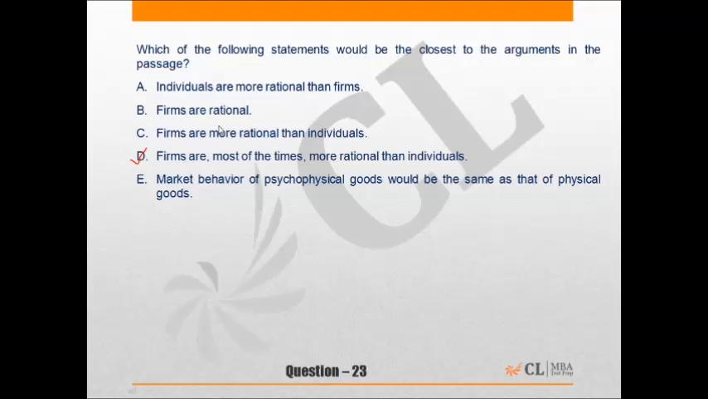Now, "firms are more rational than individuals" is very definitive, whereas the passage is talking about firms being expected to be more rational than individuals. Now, "market behavior of psychophysical goods would be the same as that of physical goods" is not given in the passage, and therefore option E can be eliminated. Now the answer to this question is therefore option D.